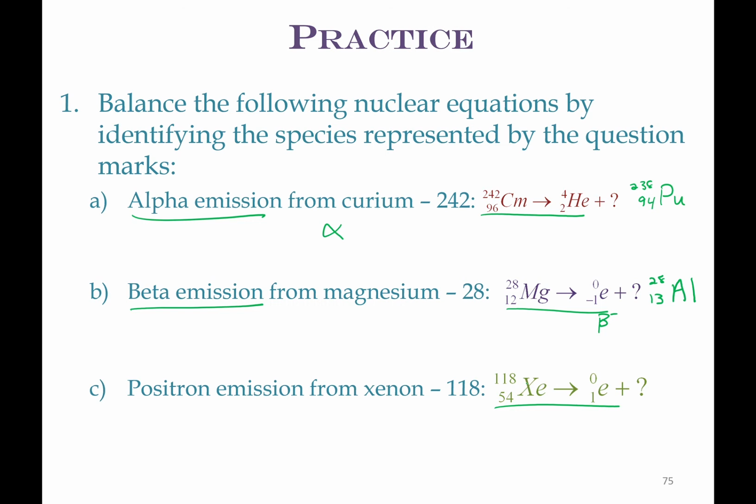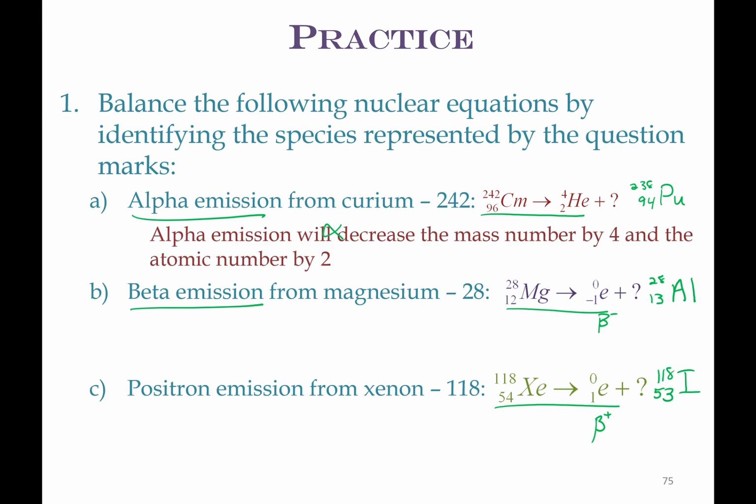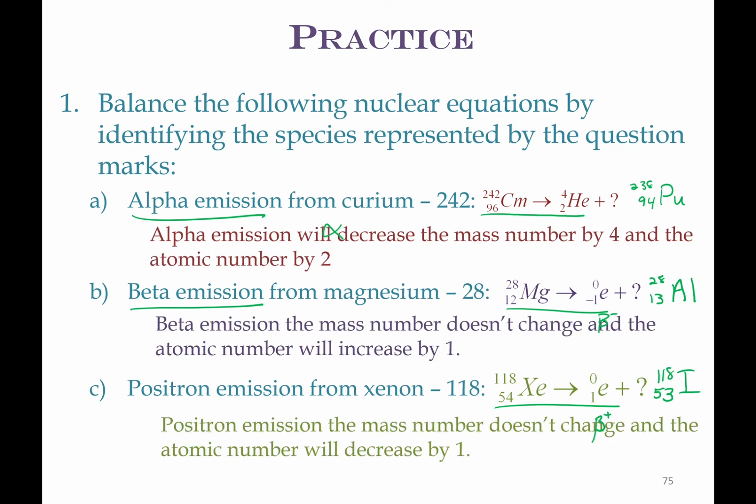Now here we have xenon. This is positron emission, so this is going to be a positive electron. And we have 118 minus 0 gives us 118, and 54 minus 1 is 53, which is iodine. All right. That's the end of this chapter.